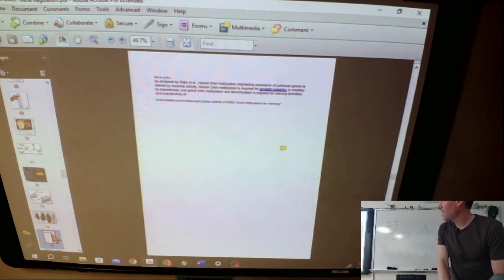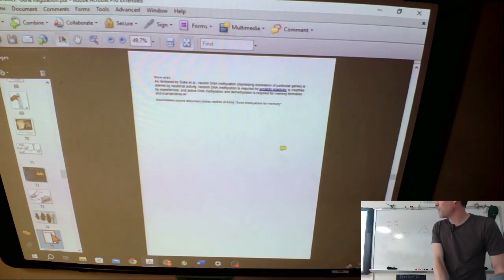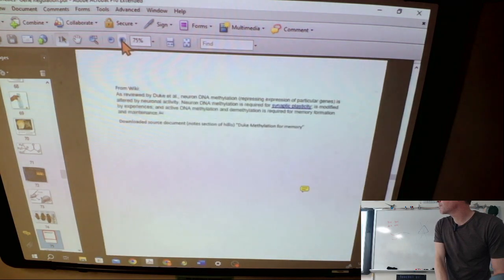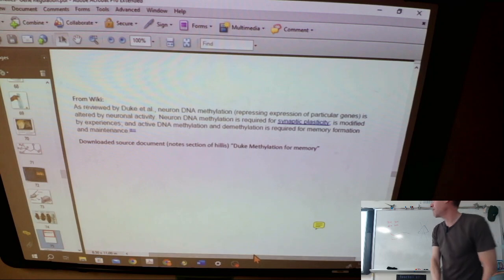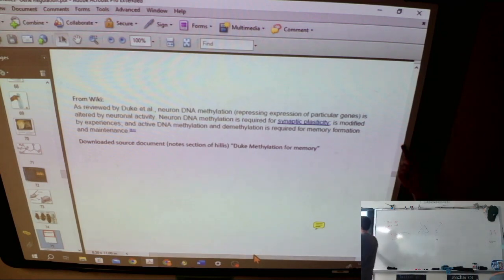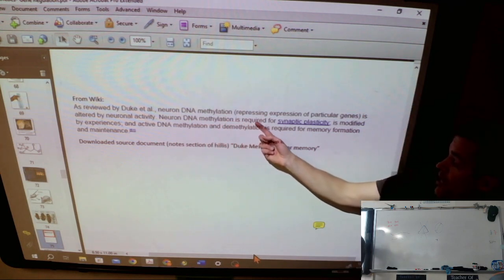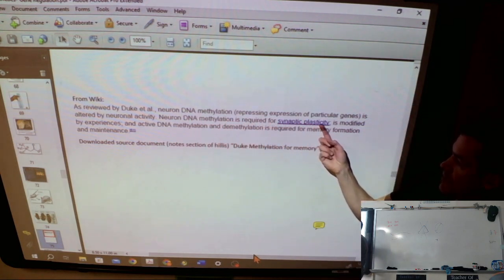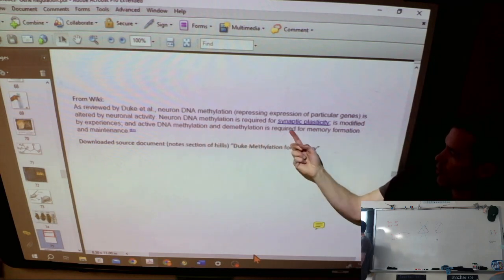This last one is a little bit newer, so there's not as much evidence piled up, but as they pile up evidence, it's still supporting this idea. I find this one fascinating. This is from a group out of Duke University. Modified experience, neuron DNA methylation is required for synaptic plasticity. Active DNA methylation and demethylation is therefore required for memory.